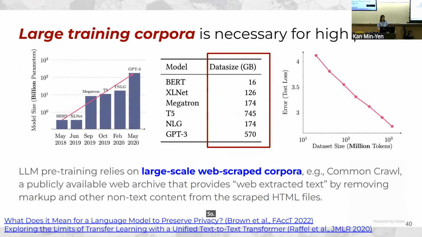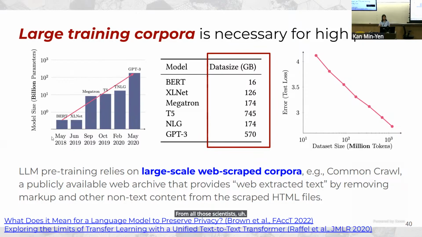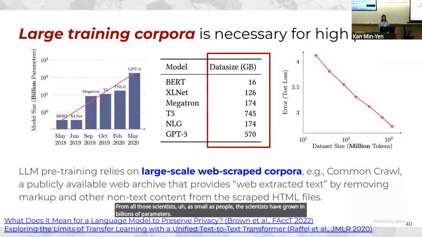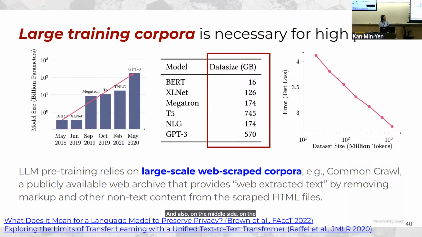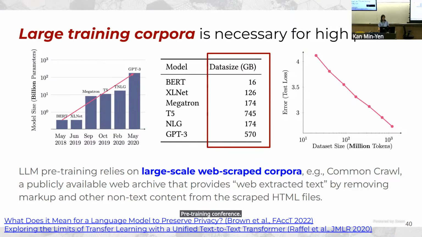So what is necessary for this high performance? As we can see here on the left-hand side, as models evolve, the model sizes have grown to billions of parameters. And in the middle of this slide, we can see the data sizes. To train these larger models, we also have an increasing need for large-scale pre-training corpora. For instance, from BERT's only 16 gigabytes to GPT's 570 gigabytes.